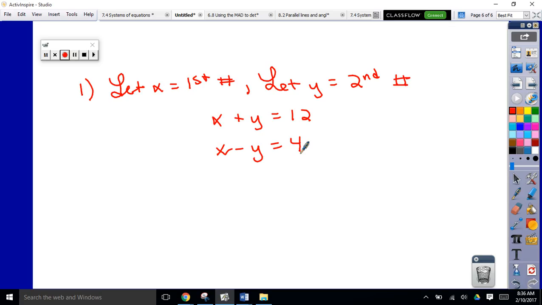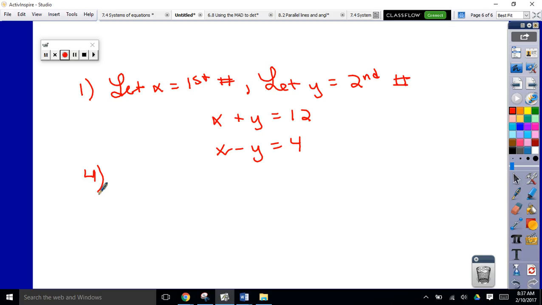Okay, the other one that I want you to take a look at is number 4. Number 4 says, the school that Stefan goes to is selling tickets to a choral performance. On the first day of ticket sales, the school sold 3 senior citizen tickets and 1 child ticket for a total of $38. The school took in $52 on the second day by selling 3 senior citizen tickets and 2 child tickets. Find the price of a senior citizen ticket and the price of a child ticket.